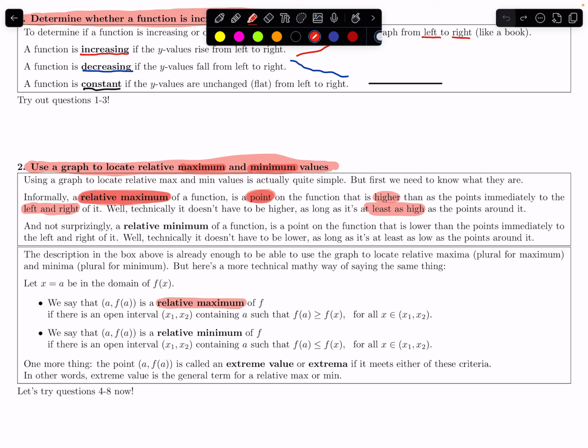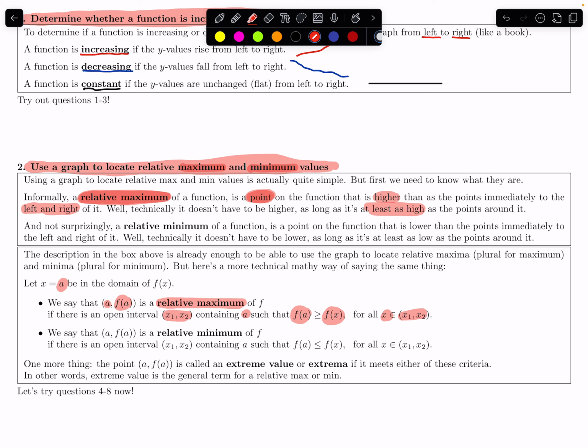It comes from, first of all, you have some a value. This is an x coordinate, right? The x coordinate of the function is a, and the point is a, comma f of a. So f of a would be the y position at a, right? It's a relative maximum as long as there's some open interval x1, x2 containing a, such that the y value that you just figured out is bigger than all those other guys for everything within that interval.